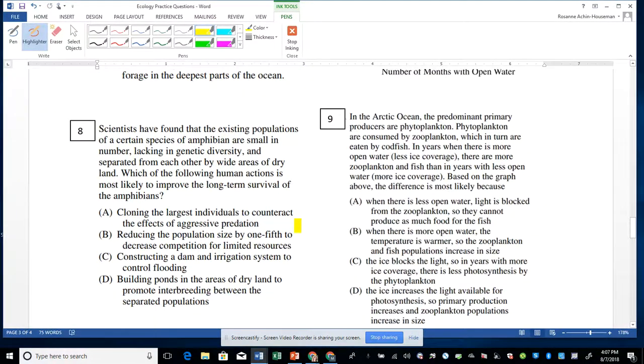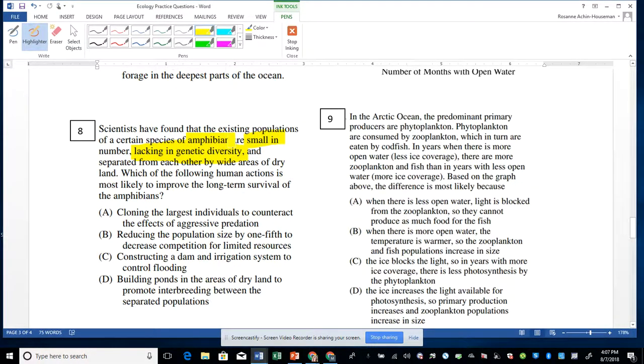Okay, number 8. Scientists have found that the existing populations of a certain species of amphibian are small in number, lacking in genetic diversity. Okay, that's a problem. If you don't have a lot of genetic diversity, that means you're more likely to die out, because if a virus comes along that attacks you, well, if everybody's exactly like you, everybody's going to get hurt if it hurts you, right? And the existing populations are separated from each other by wide areas of dry land.